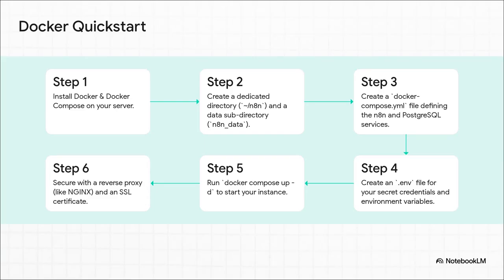Now, this 6-step process might look a little intimidating, but it's really logical. First, you get Docker set up. Then you create a folder structure to keep your configurations separate from your precious data. After that, you just define what you want to run in a simple Docker Compose file. And a super important piece here is putting all your secrets, your passwords, and keys into a separate .env file. Once that's all in place, you run one single command to bring it all to life. And then you take that final step to secure it for the web.